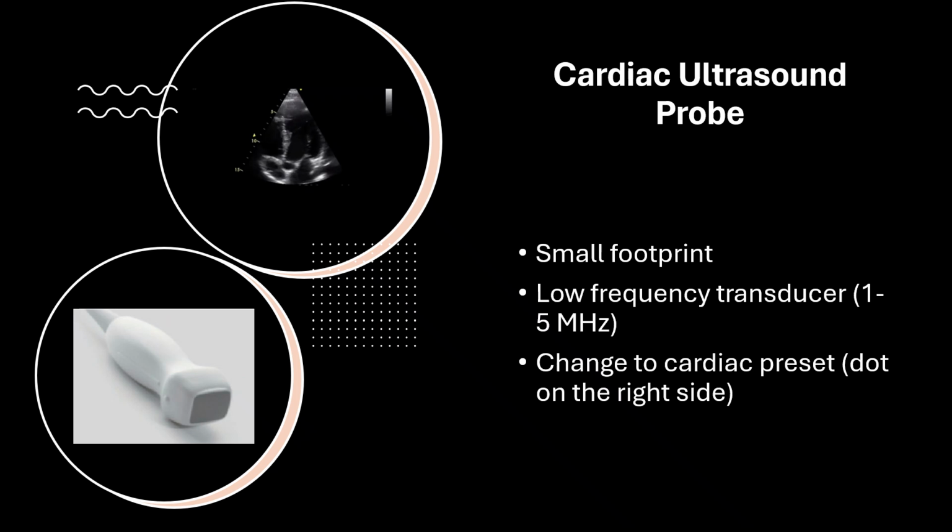When you're operating a point-of-care ultrasound machine, it's important to change the preset to the cardiac preset. You will notice that the dot on the screen will get moved to the right. Again, by choosing the cardiac preset, you will see that the dot on the ultrasound screen will move to the right side of the screen.